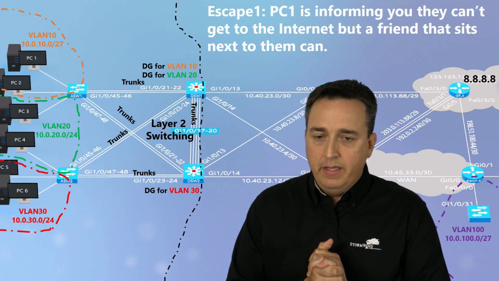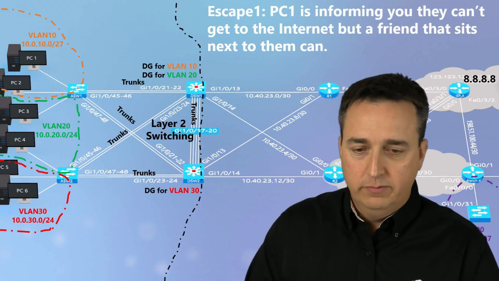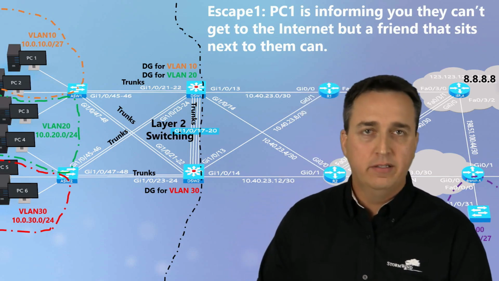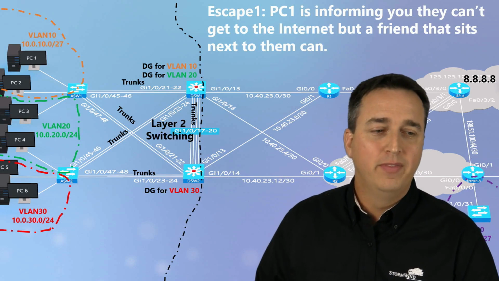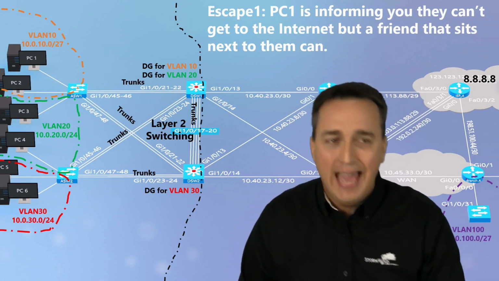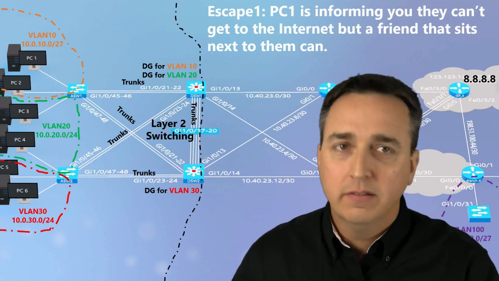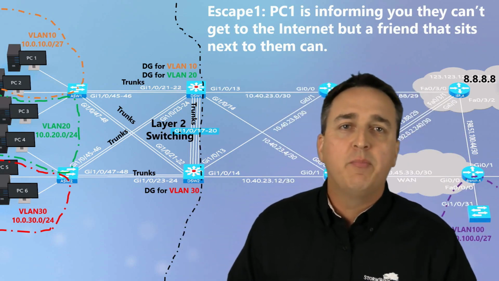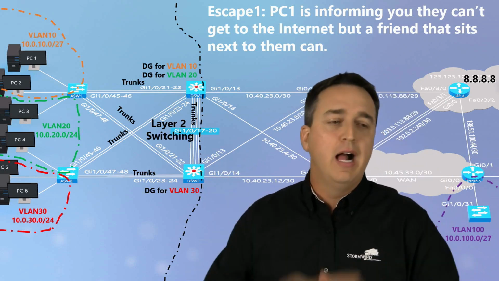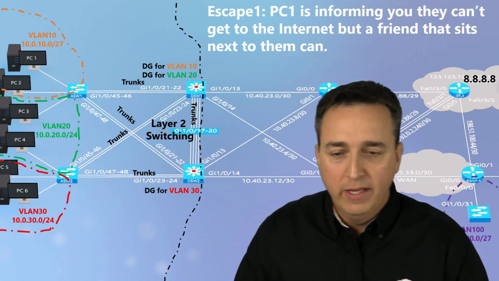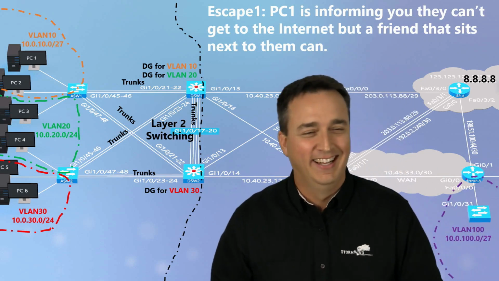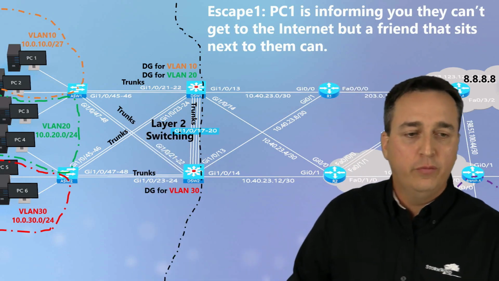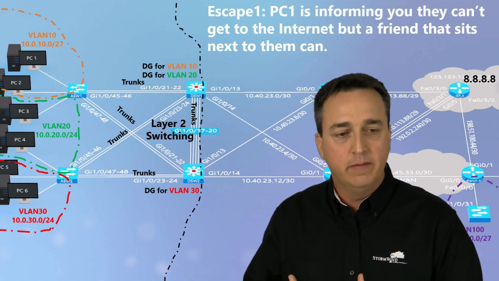PC1 is informing you that they can't get to the internet, but a friend that sits next to them can. All right. It's all we know so far. So 8.8.8.8 is the IP address we're going to use as the internet IP address today. So yeah, the internet is down. And the goal here is to figure out why that is and fix it.